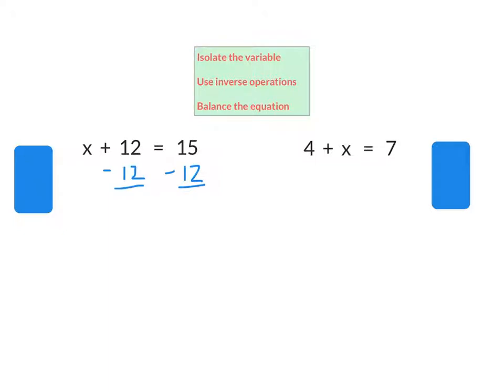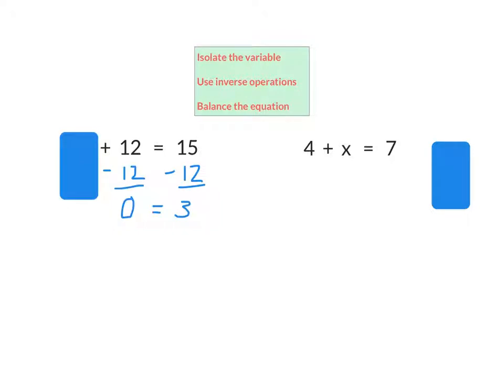Now, what I've done is I've created two little addition problems, one on each side of the equation. I have a 12 plus negative 12 on this side of the equation, and 15 plus negative 12 on that side of the equation. And I'm going to cover up the x with this little block so that you can see them better. Now, 12 plus negative 12, they're opposites, and they're going to equal 0. And 15 plus negative 12, or 15 minus 12, is 3.